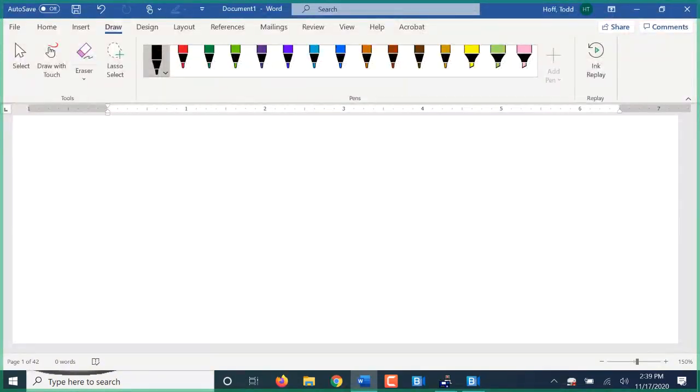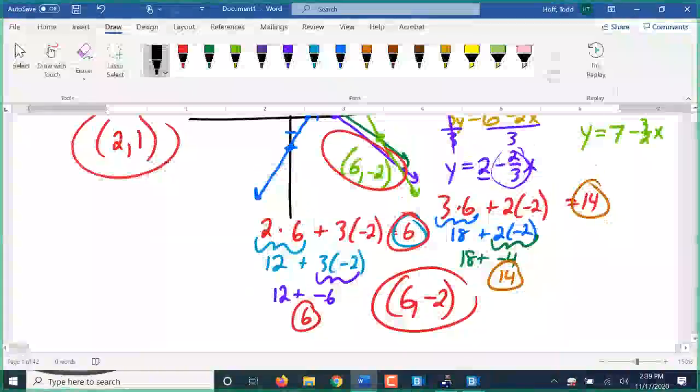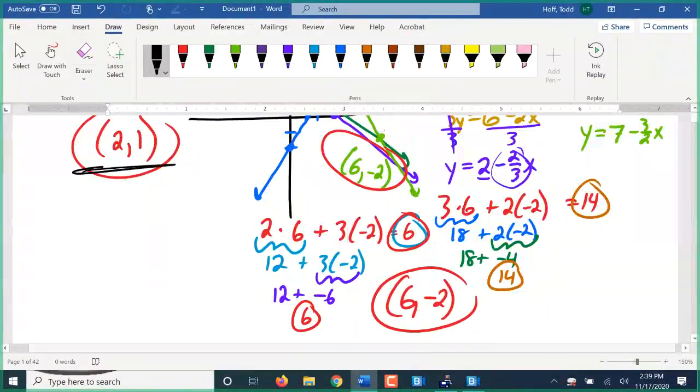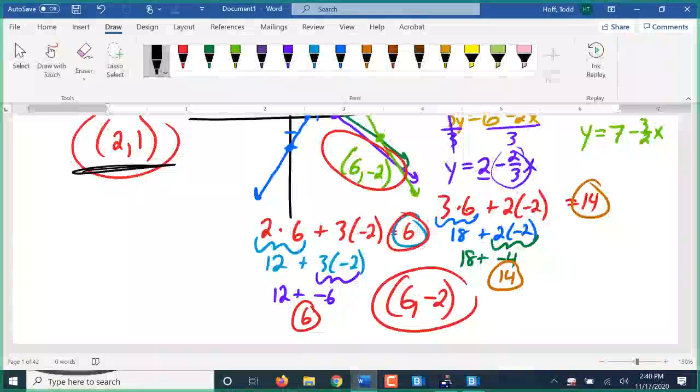So as we mentioned yesterday at the end, these graphs are okay if we have nice integer solutions like 6, negative 2 and 2, 1. But even then, we have to be very careful to get them to work out. It's much easier if we could just work with the numbers, do them algebraically, and calculate the answer instead of trying to graph them out and see where the lines cross.